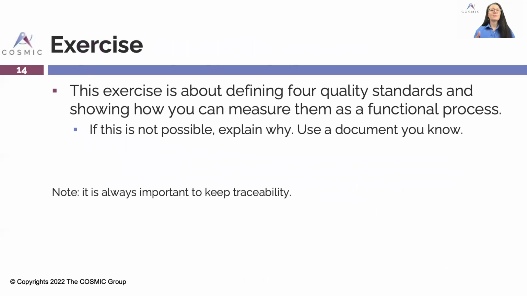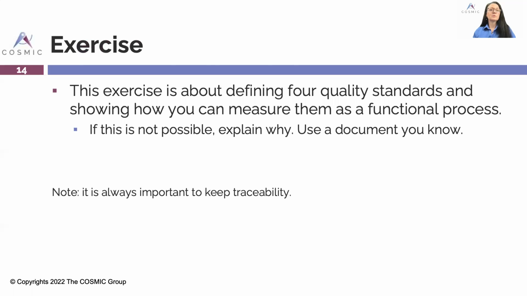As an exercise, if you want, you can try to define 4 quality standards from the latest project you worked on, and show how you can measure them as a functional process. So those quality standards could be in the categories we've seen earlier, and then try to refine them for your system until you reach the functional process level of refinement. And if it is not possible, then explain why and use a document you know.